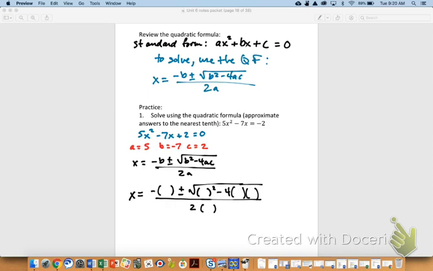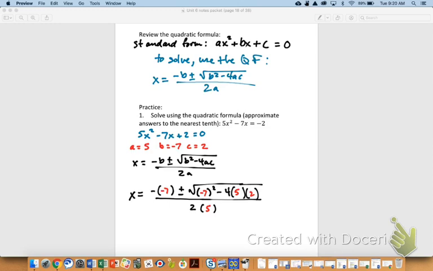Now I'm going to drop everything in where it goes. I know that my b is negative 7, so that's going to go there and there. I know that my a is 5, so that's going to go there and there. And of course, my c is 2, so that's going there. Does this make sense? Yes, sir. So you want to get the plug-in correct. Obviously, you don't have a chance if you don't get that part correct.